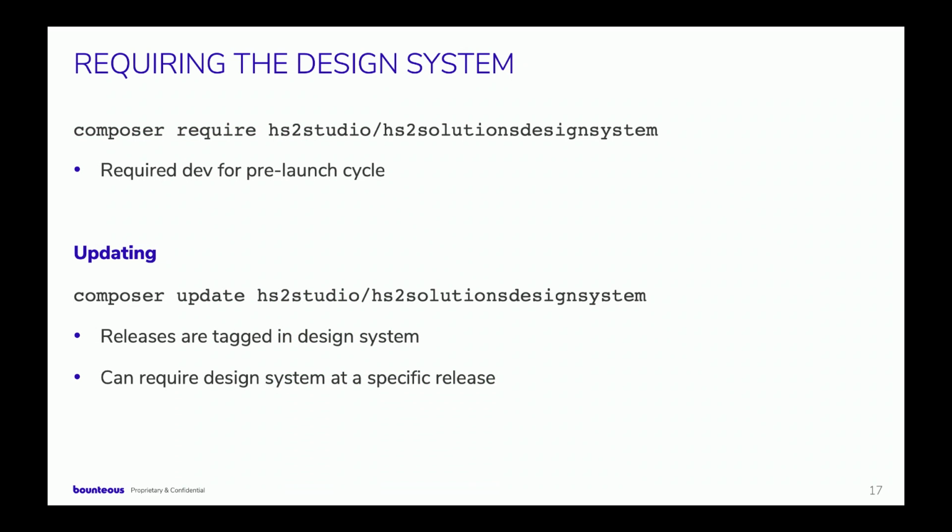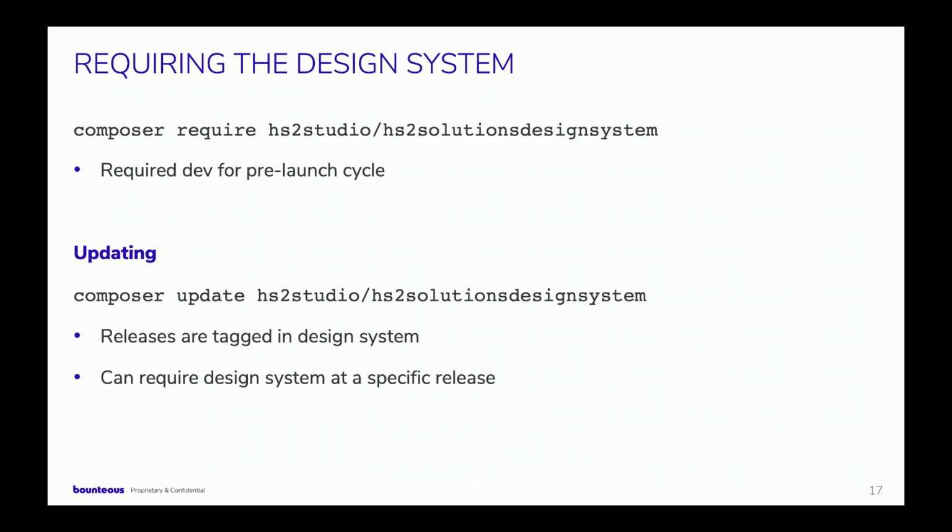But at that point, the project is aware of the design system, and we can composer require it, and it gets pulled in as a dependency. We required it at dev for the pre-launch cycle because there were a lot of changes being made, so we'd always be up to date with the latest development. And then we have the control to pull in the latest version of the design system when we want changes. So we can just do composer update to pull in the new code, and we're good to go.